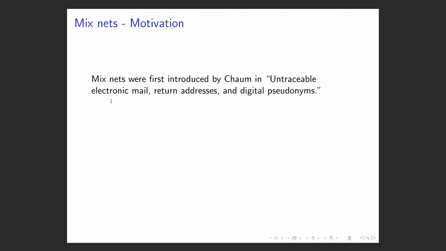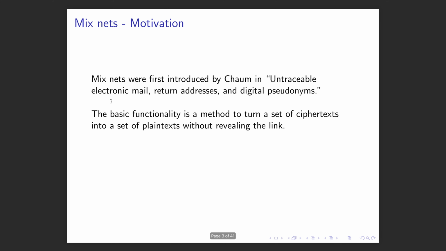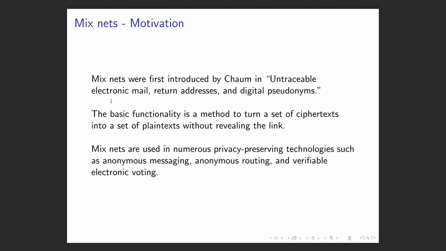So mix nets were introduced by Chaum in his paper Untraceable Electronic Mail, Return Addresses and Digital Pseudonyms, and the basic functionality is a method to turn a set of ciphertexts into a set of plaintexts without revealing the link. Mixnets are used in numerous privacy-preserving technologies such as anonymous messaging, anonymous routing, and verifiable electronic voting, and hopefully it's pretty clear to you how this functionality helps in these cases, but I'll just make it explicit, at least for the case of electronic voting.